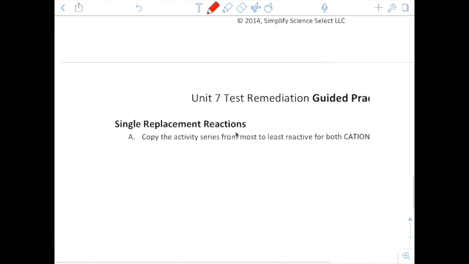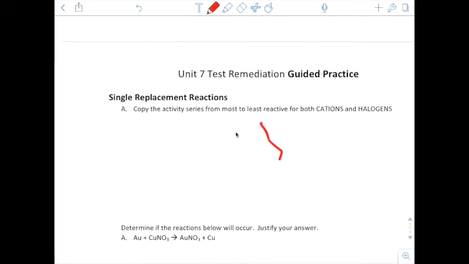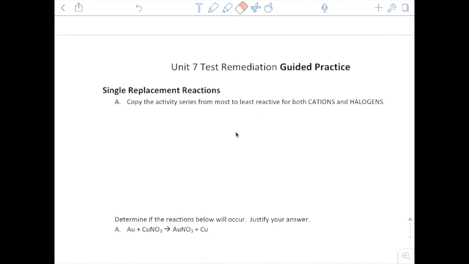And our single replacement reaction, moving on to that. It says copy the activity series from most to least reactive for both cations and halogens. Again, if your teacher allows you, you can have the activity series. It's already given to you. It starts with the most reactive on top, which is lithium. So going from most to least reactive: lithium, potassium, barium, calcium, sodium, magnesium, aluminum, manganese, zinc, chromium, iron, cobalt, nickel, tin, lead, hydrogen, copper, mercury, silver, platinum, gold. And so those are for our cations.